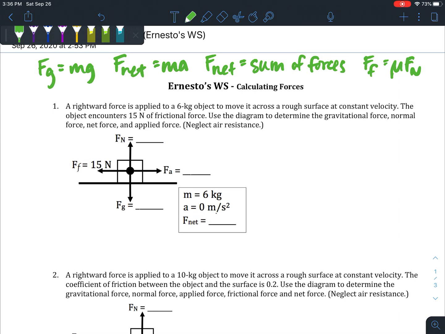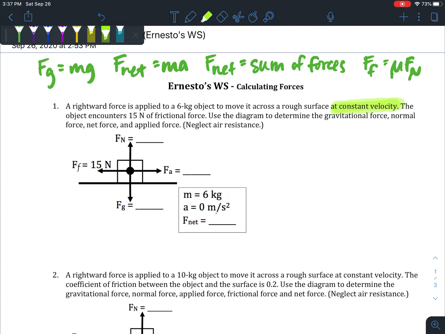Okay, so when we look at these, if the free body diagram is not already drawn, you need to draw it in first. For most of these, it's already drawn in for you. So if we take a look at number 1, we have a rightward force applied to a 6-kilogram object to move it across a rough surface at constant velocity. So right off the bat, we have really important words. What does constant velocity mean? Think about that while we read the rest of the problem.